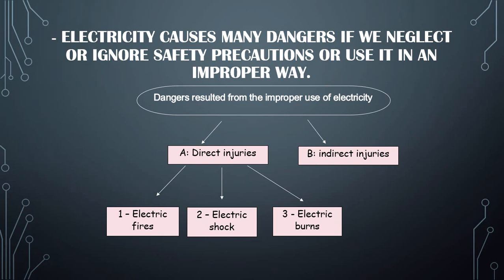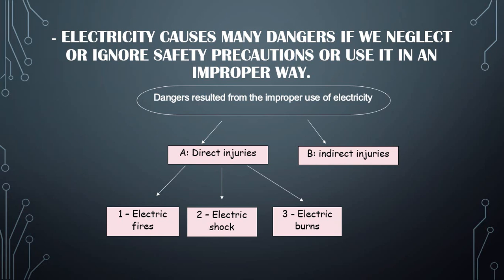The dangers of electricity are classified into two types. The first one is direct injuries and the second one is called indirect injuries. The direct injuries are caused by electricity directly. It means that the electricity caused them directly.